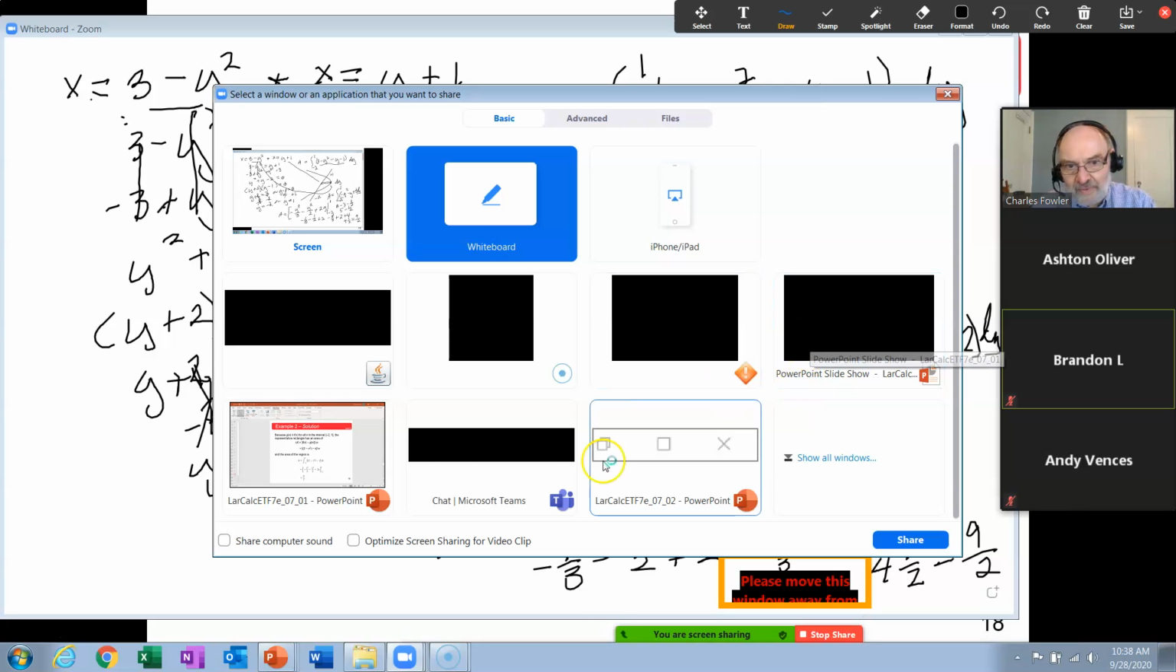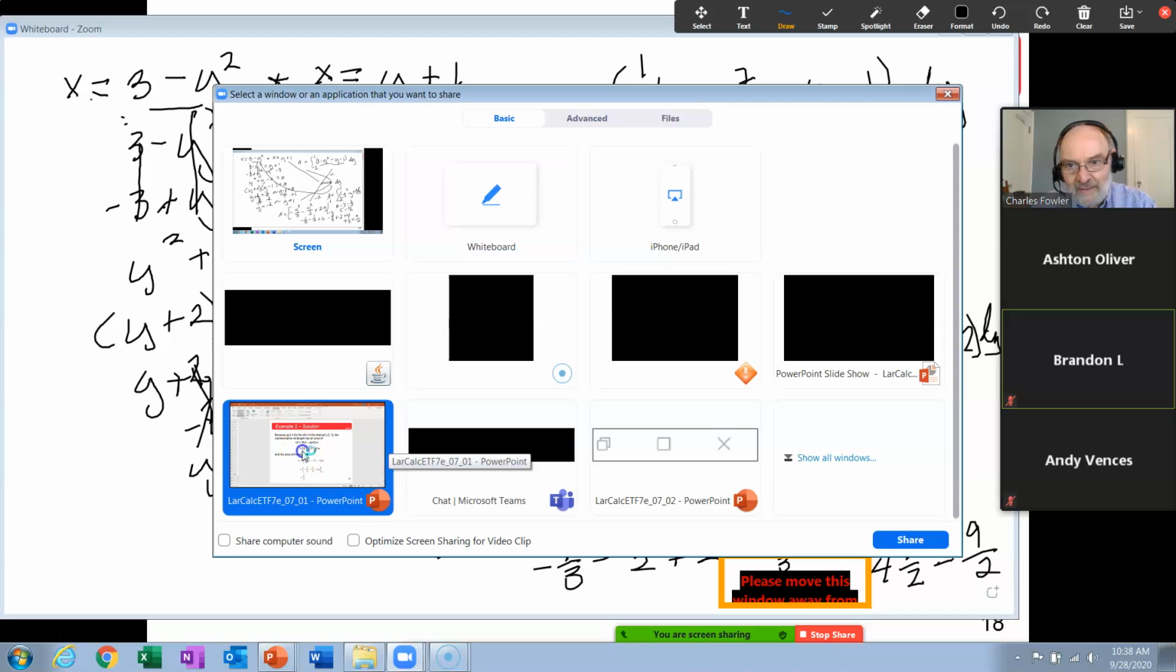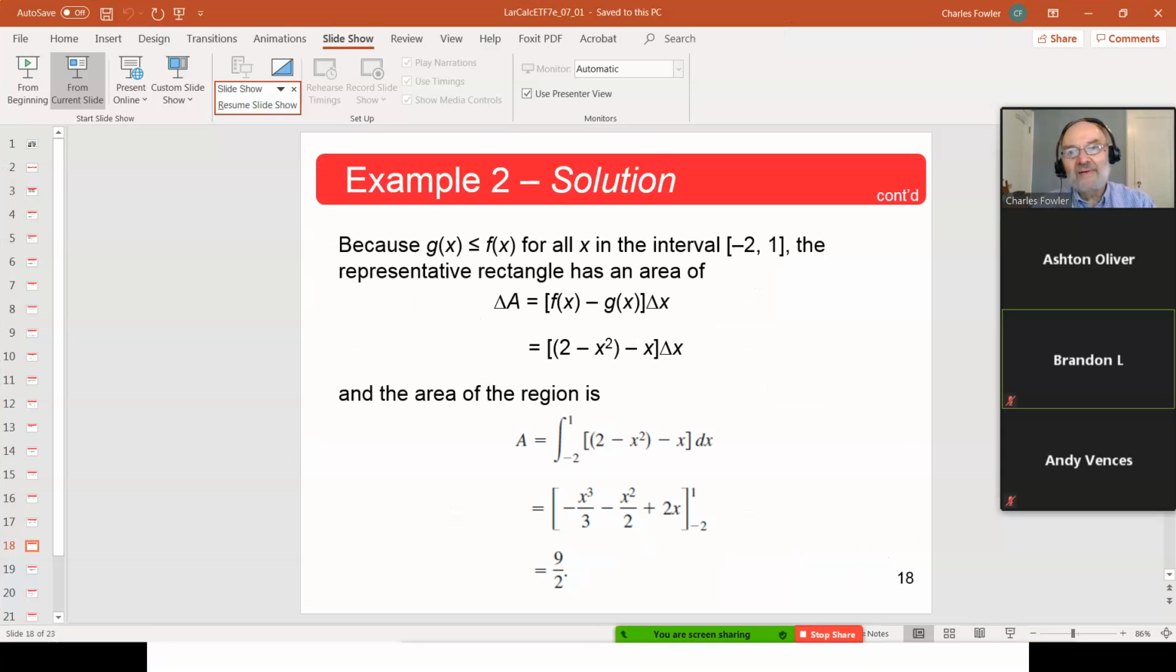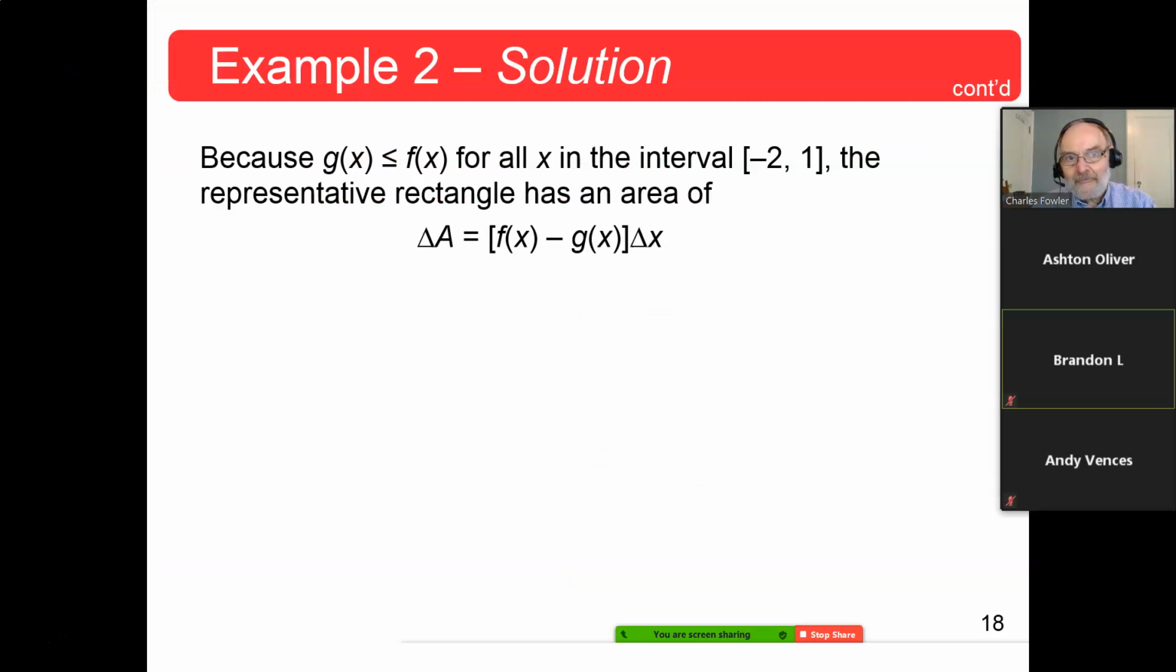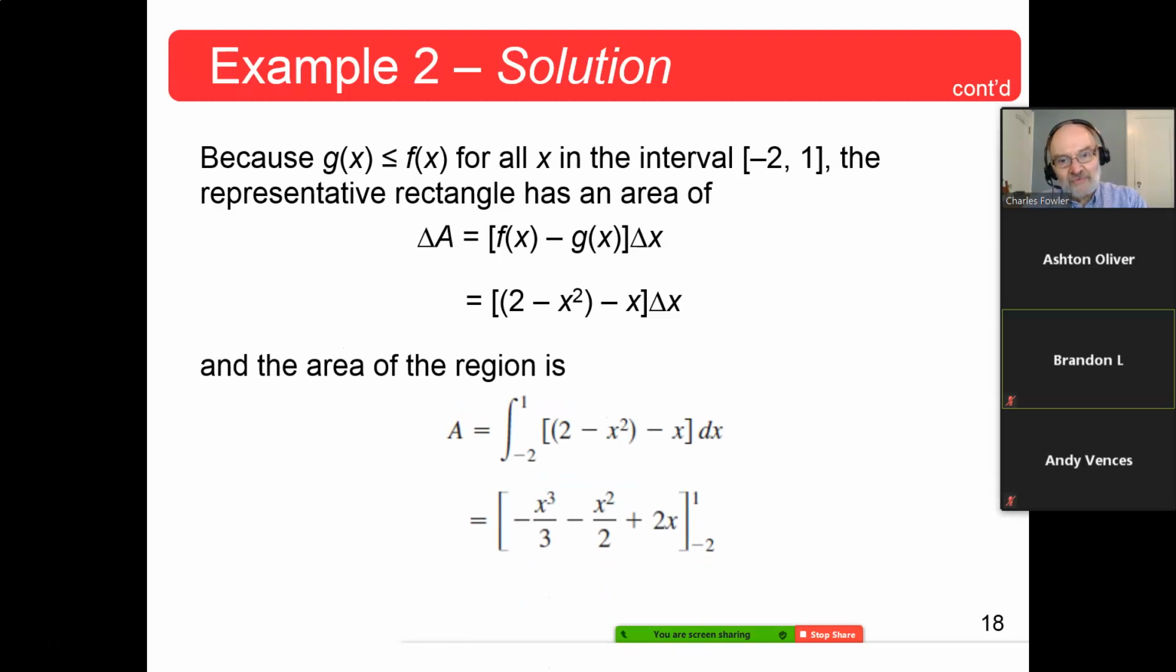And I'm pretty sure, nope, they moved around. I don't know why. Let's go back here. And there we go. And let's go from current slide. Okay. Everybody can see that slide, right? That was the end of example 2. We finished example 2 last week.